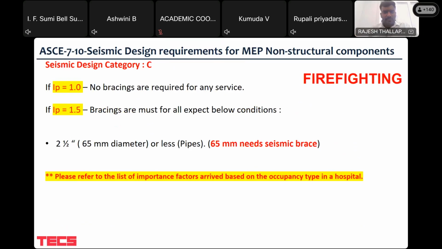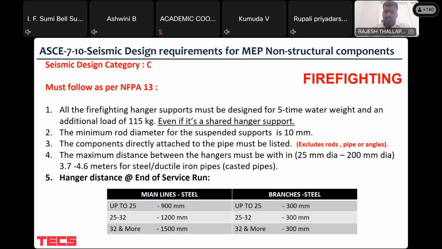So this is again for the fire. I will be sharing this presentation later on, so you can refer to it, because this is more into theories, and I want to show how these supports are being installed or presented in a live project.